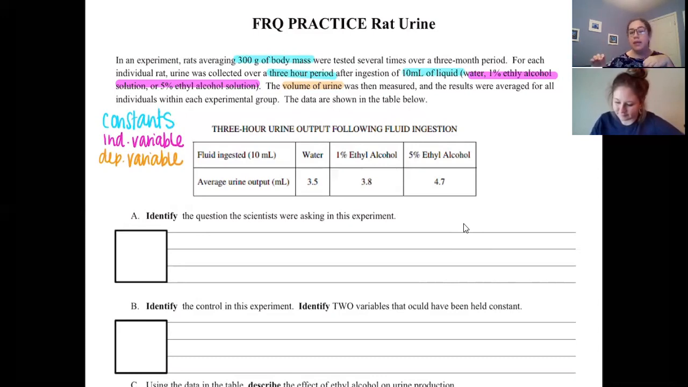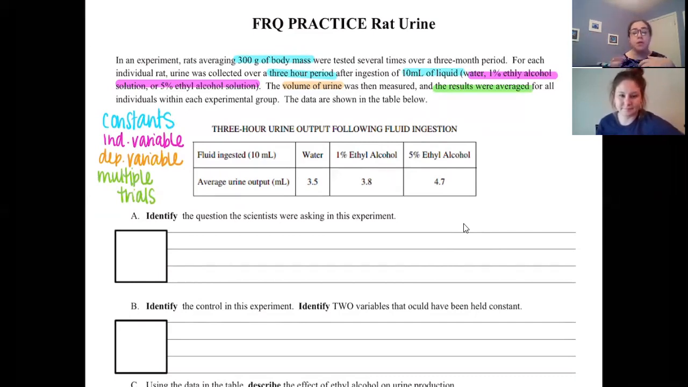So the only other thing that we would be missing on here is that we don't see a control immediately identified, but we will find it, I promise. And our easy point, which is multiple trials. Nowhere in here did it say that multiple trials were conducted. But what you do see is that the results were averaged for all individuals within each experimental group. So that tells me, and that tells your reader, that this was done multiple times and they just took an average of all the trials. And that's what's being shown in the data table below.